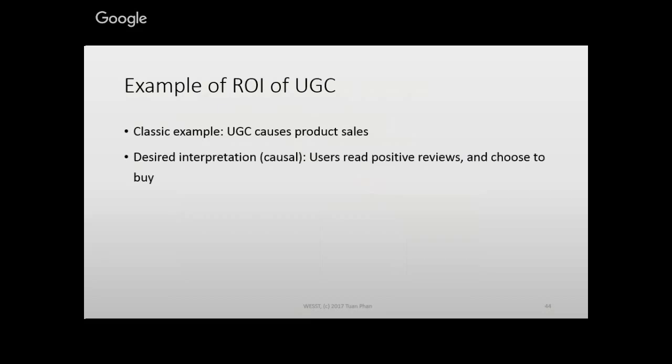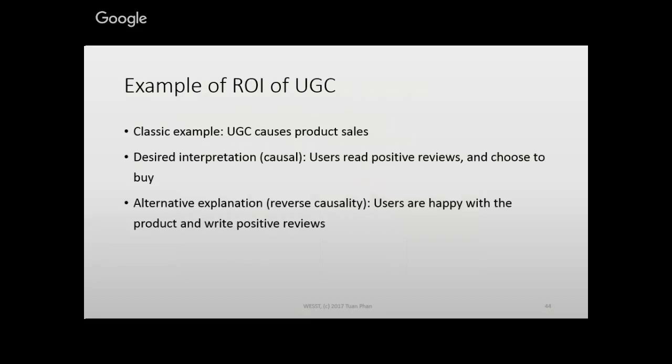So let's say we want to interpret: do really positive reviews cause people to buy products? That's a causal inference we're trying to make. The alternative explanation, possibly a reverse causal interpretation, is that users are happy with the product, and as a result, they write positive reviews. So think about going to Amazon to buy something. Are you actually reading those reviews? Are the positive reviews actually causing you to buy or not?